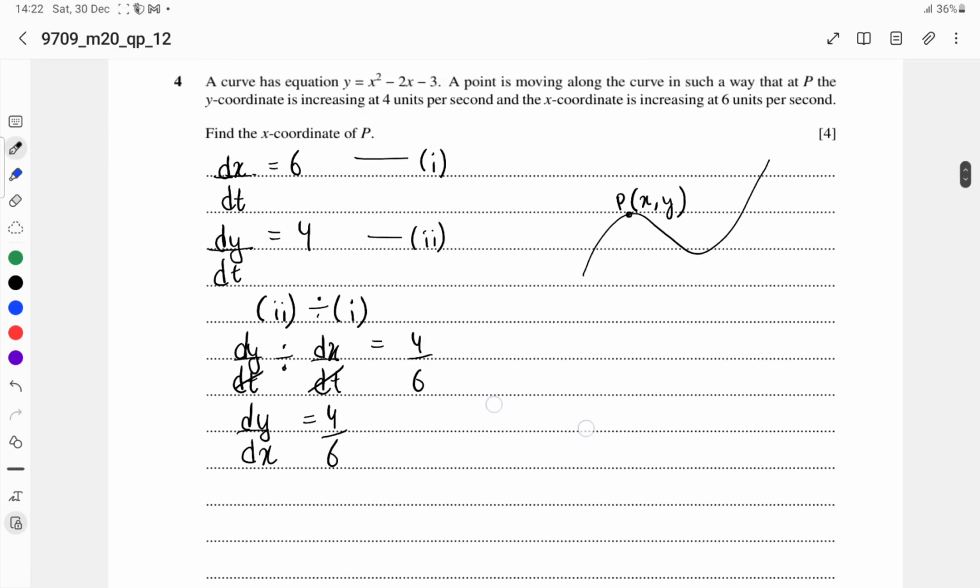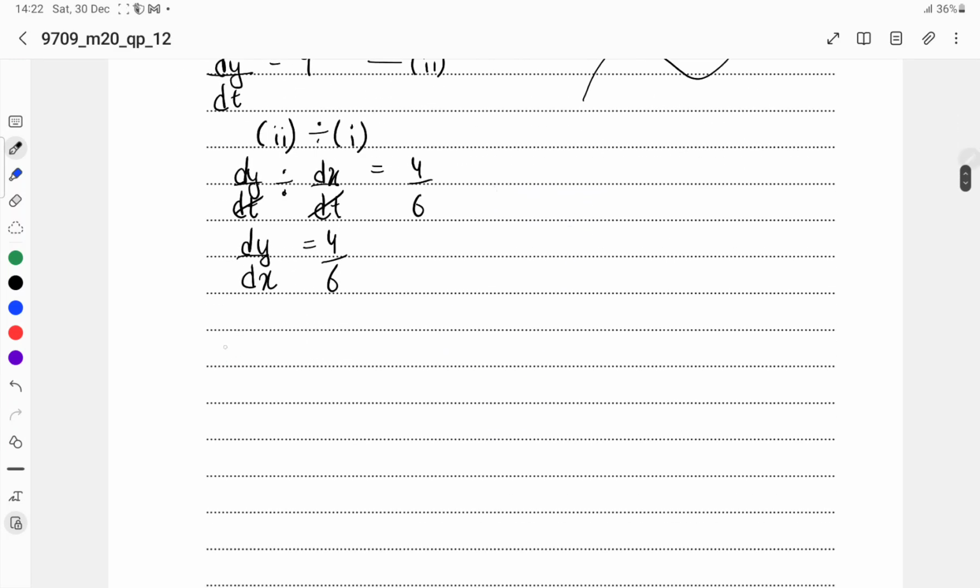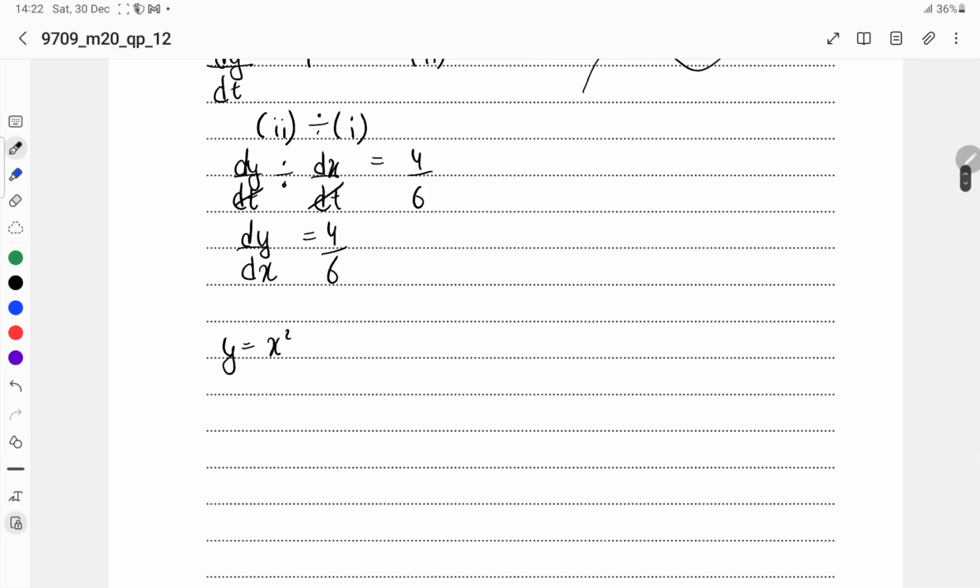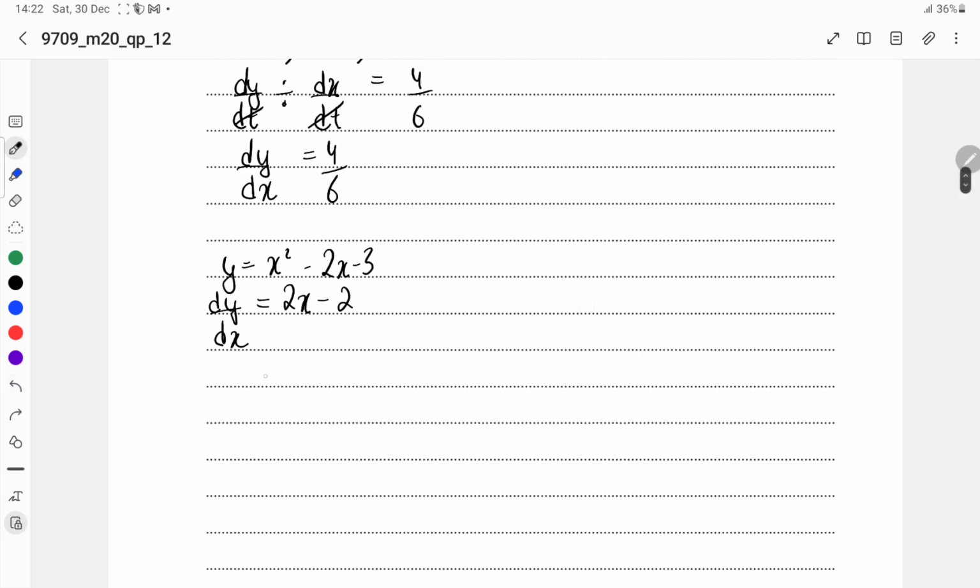So we know that when we differentiate y is equal to x square minus 2x minus 3, I think everybody knows how to differentiate, right? So we are going to get 2x minus 2, right? So what we need to do is equate these two values, and let's see what the x coordinate is going to be, right? So let's equate them. So we get 2x minus 2 equals 4 over 6, right?